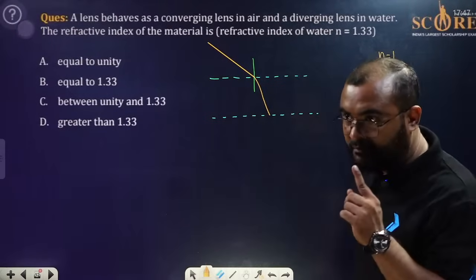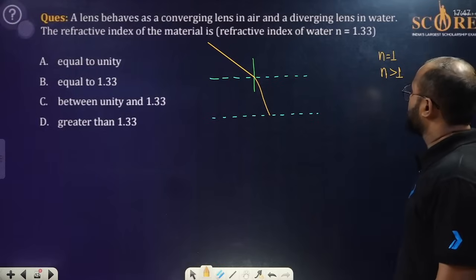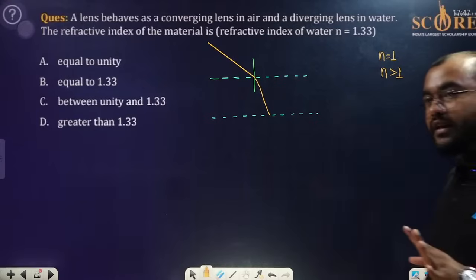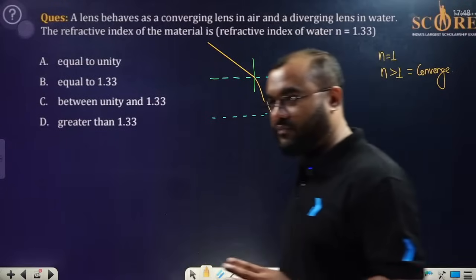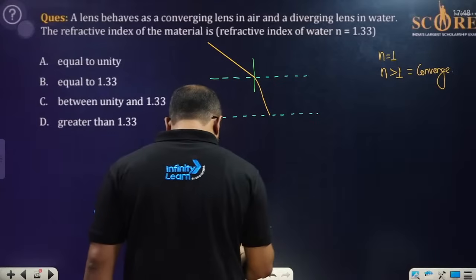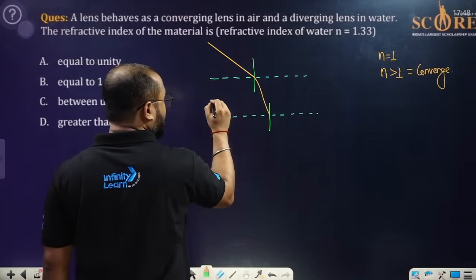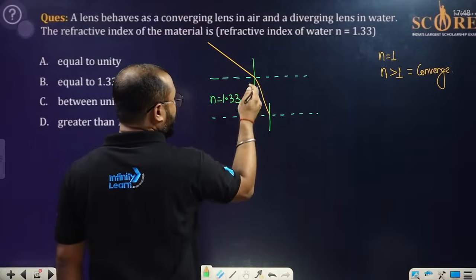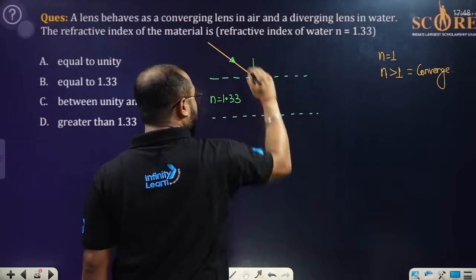But the moment the refractive index is greater than 1, then we can find out it is going to converge. This is what it is. Whenever it is greater than 1, it is going to converge. As simple as it is. Fine. But the moment the refractive index is given as n equal to 1.3, in 1.33, it is going to converge. It is going to bend towards the normal.